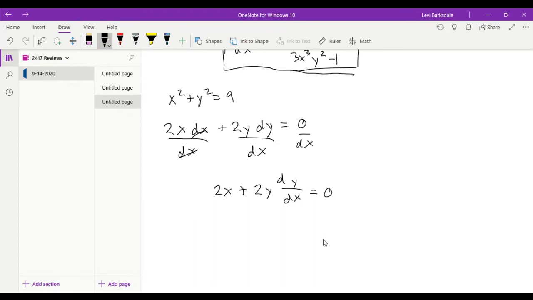And this is actually the same step we were at earlier, and we end up with the same result, that dy over dx is equal to minus x over y. So this is just an alternate way you might see implicit differentiation done. So just watch out for that.